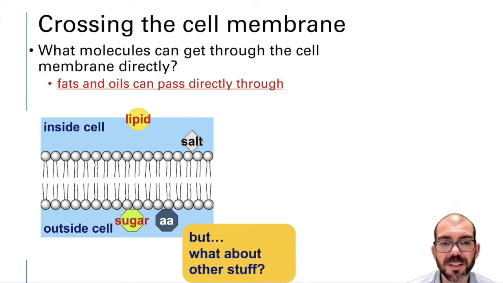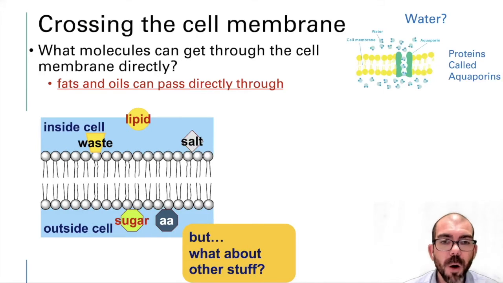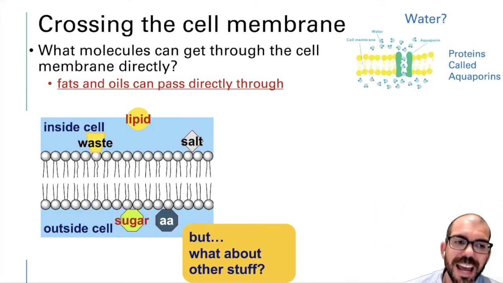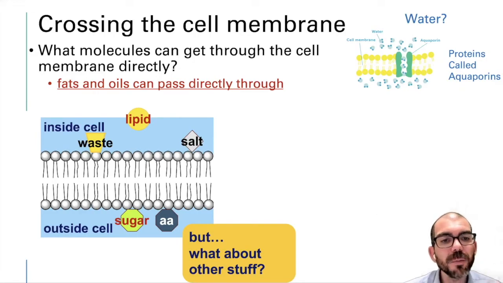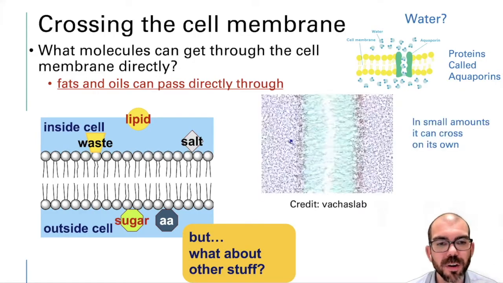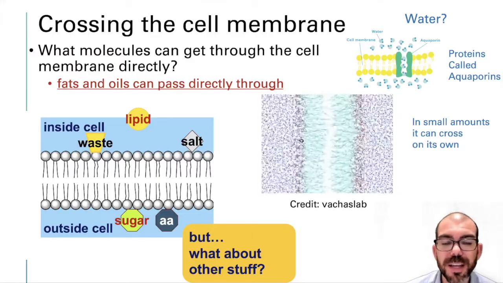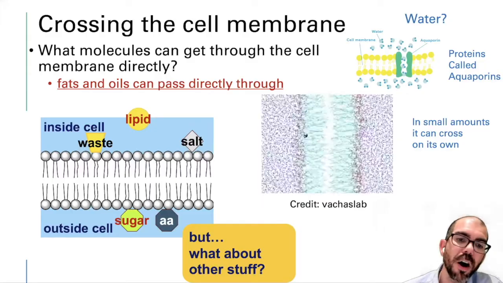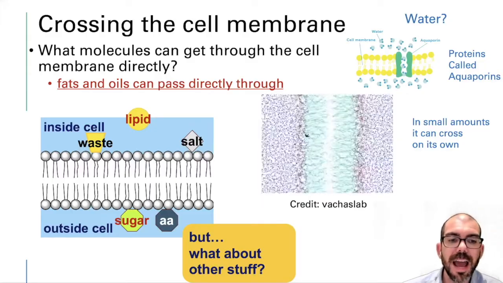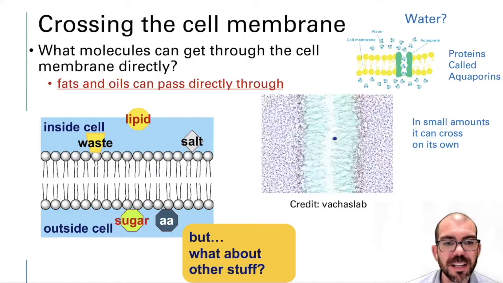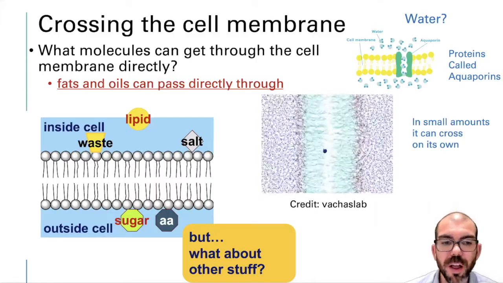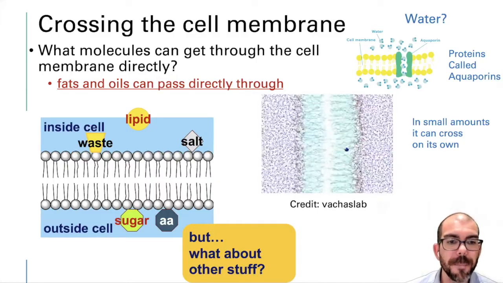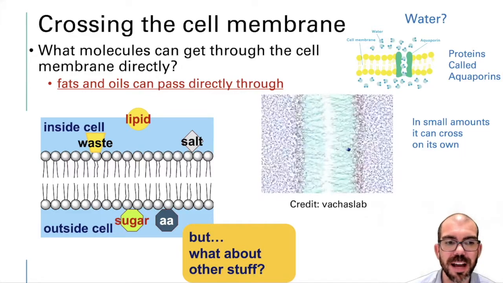Sugar, amino acids, and salts, and waste. But water is a special case. Almost all cells have special channels called aquaporins that allow water to freely move in. And even when a cell doesn't have aquaporins, research has shown that water molecules, because of how tremendously small they are, can actually push through that non-polar tail region and make it through the cell membrane, like you're seeing in this video here. It's a struggle. That molecule is moving around, but it can make it to the other side in small amounts.